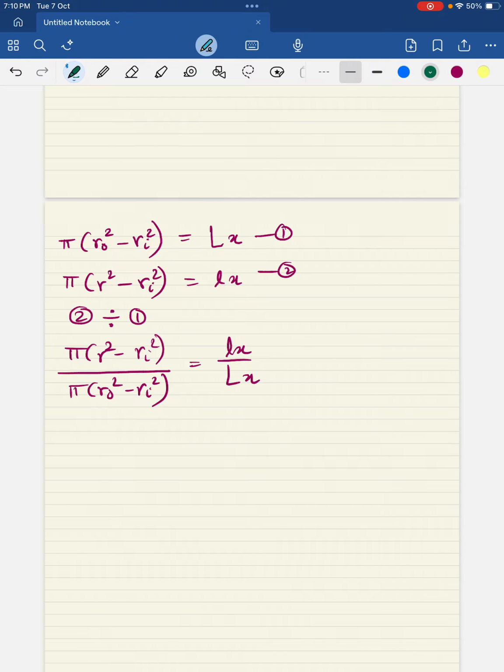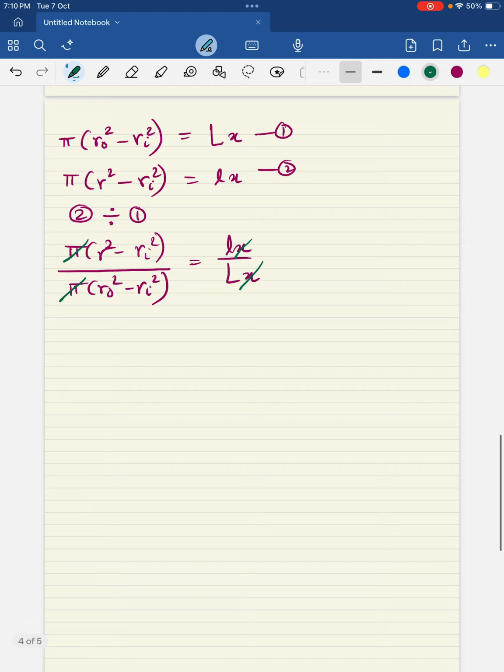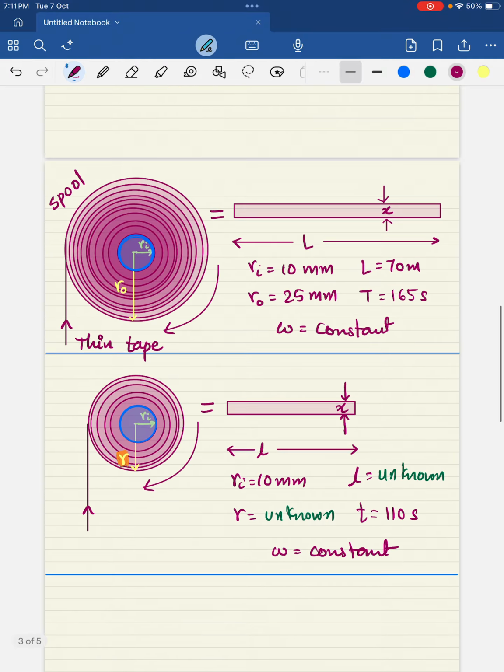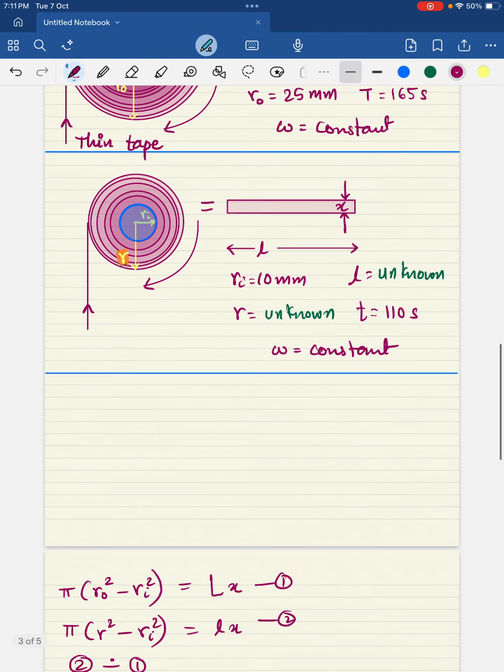Now the pi can get cancelled, x can get cancelled because the thickness is the same. I'll put in the values, whatever values I have. R is unknown, right now I don't know the value of R. Inside is 10 square upon outside is 25 square minus inside is 10 square equal to small l is unknown, but capital L is 70 meters. So whatever values I wanted, I have just picked up from here. So you can just pause and look out for any values.